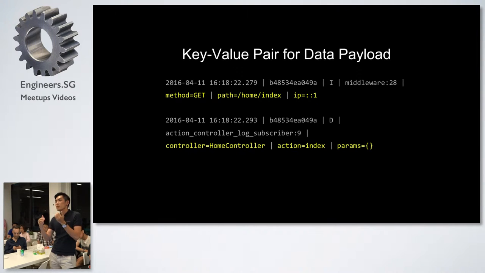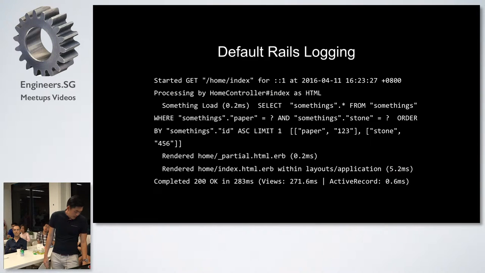So for us, we came up with this design of having a key value pair, so it's easy for you to search. Like in the log aggregator, you can search for, oh, I'm looking for all methods that are get. So you can do a search method equal get, or you want all posts, things like that. Okay, so that was the design. As in, that was the log design that we wanted.